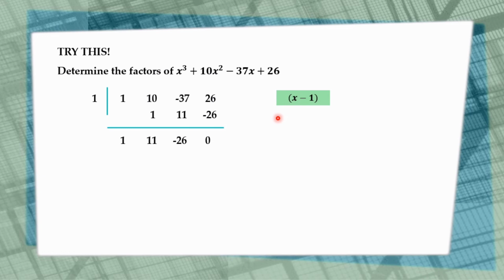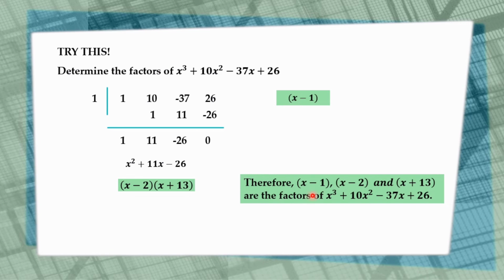Then, let us determine the other factors using Q of x, x squared plus 11x minus 26. Since this trinomial is factorable, let us factor. The factors are x minus 2 and x plus 13. Therefore, x minus 1, x minus 2, and x plus 13 are the factors of x cubed plus 10x squared minus 37x plus 26.